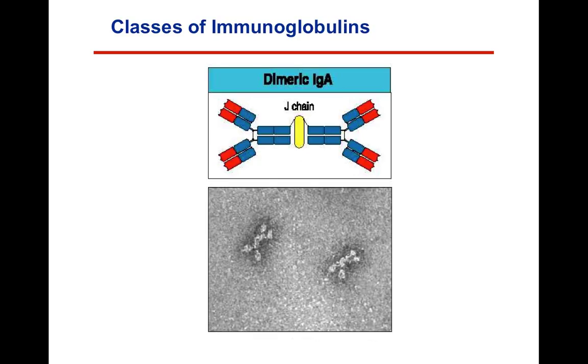Okay, so IgM has 10 binding sites. IgA has 2 antibodies, so it's able to bind to 4 antigen determinants simultaneously.